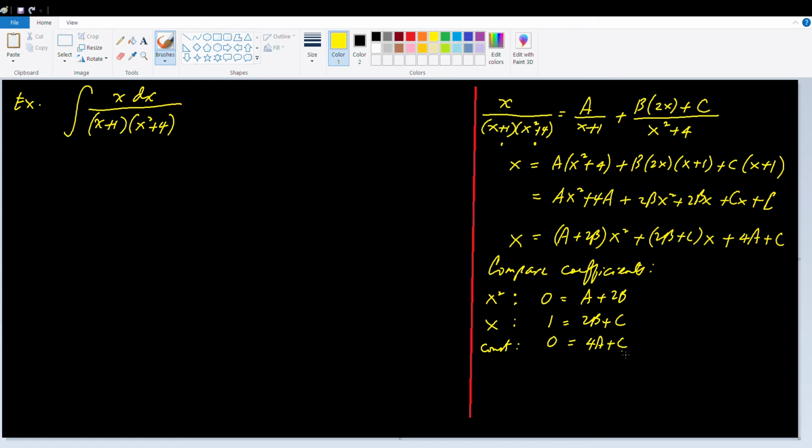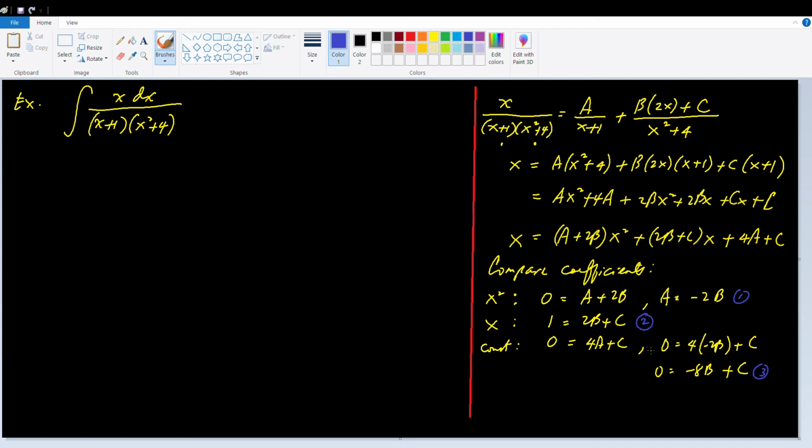So we can solve for a, which is equal to negative 2b. Alright? A is equal to negative 2b. And so let us substitute it to the third equation. 0 equal to 4 times negative 2b plus c. That will be equal to negative 8b plus c. So let us call these equations 1, 2, and then 3.